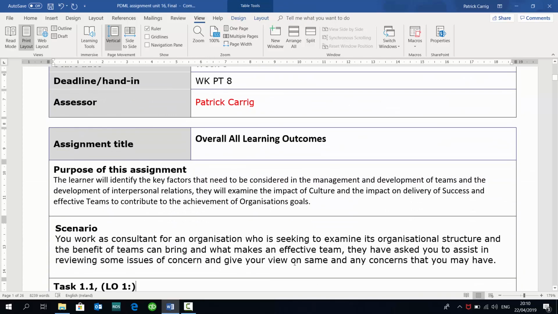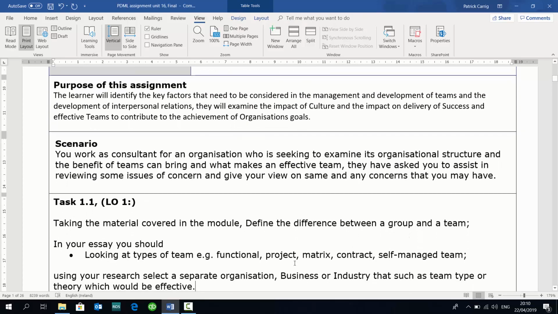So let's actually look at what's in there. As an old BTEC one, you're setting aside time. We're going to identify the key factors that need to be considered in team development, remembering that all teams are made up of interpersonal relationships. We'll examine the impact of culture and the impact of delivery, success and effective teams.